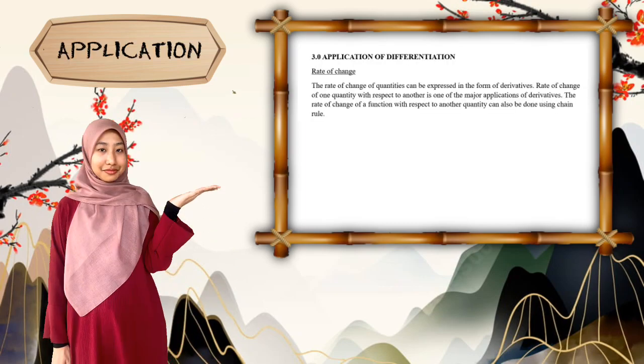3.0 Application of differentiation. Rate of change. The rate of change of a quantity can be expressed in the form of a derivative. Rate of change of one quantity with respect to another is one of the major applications of derivatives. The rate of change of a function with respect to another quantity can also be done using the chain rule.